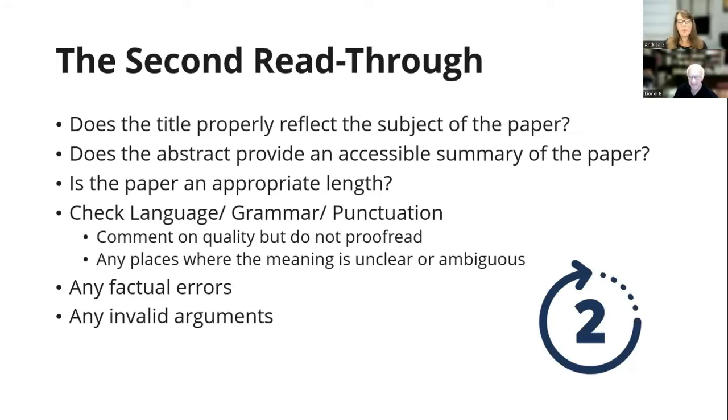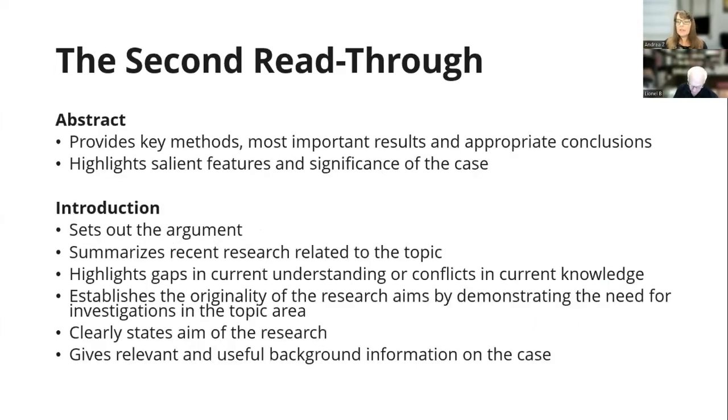Make sure there's no factual errors or any invalid arguments too. Make sure that what their conclusions are is actually true. Next line. All right, so go through your abstract. Again, providing key methods, the most important results and conclusions. Make sure it's highlighting the salient features of the case as well.